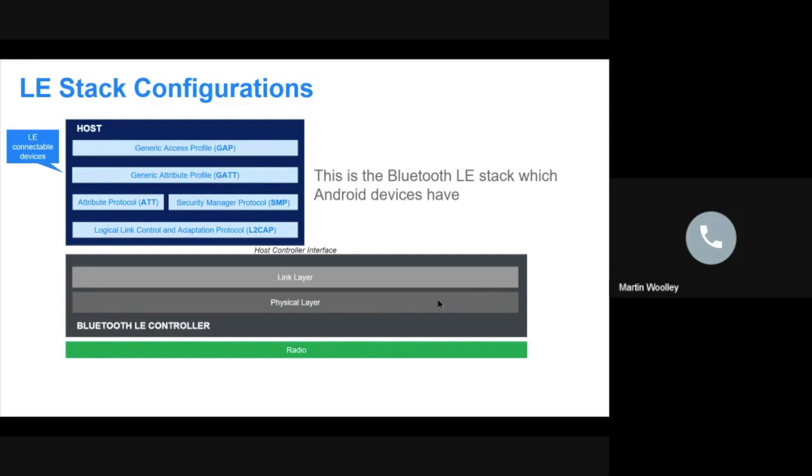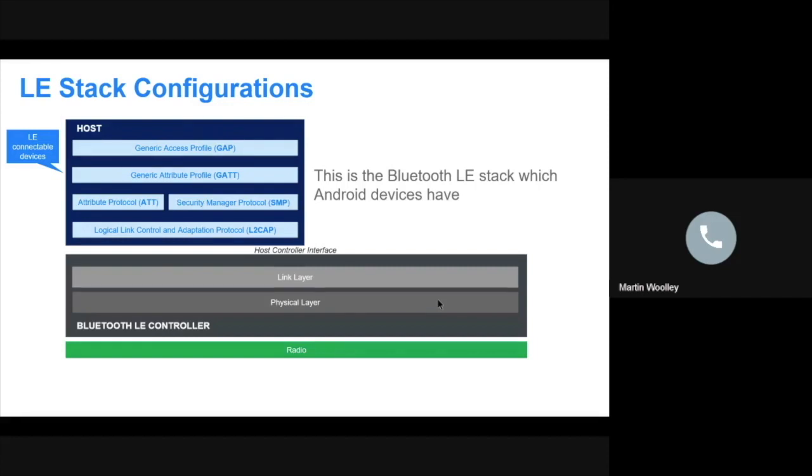Sitting in between the host and controller, there's a defined interface called the host controller interface, or HCI, and that defines some commands that can come down from the host to the controller, and events which go in the opposite direction and communicate results and information back up to the host. Now, as an application developer, most of your interest lies in the top layers of the stack. The APIs that you're going to be using will be driving GAP and GATT procedures and using the attribute protocol to have a conversation between the two devices.